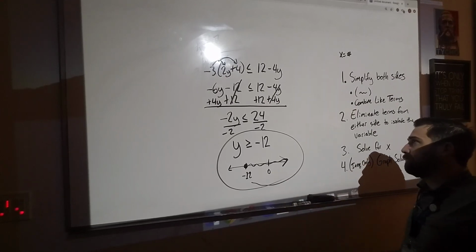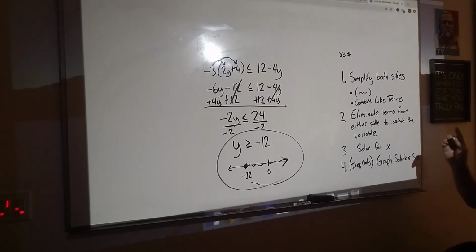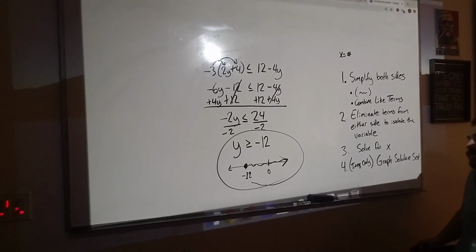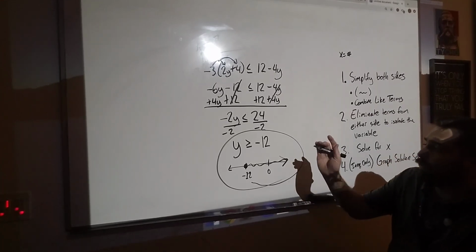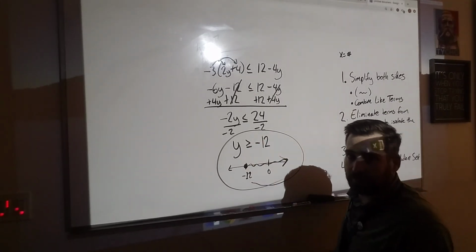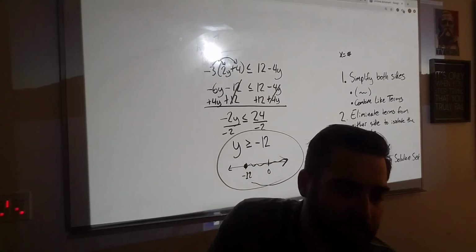So just to wrap things up, solving equations, it's these first 3 steps here basically. Simplify both sides, then you want to eliminate terms from either side to isolate the variable, and then solve for x by multiplying or dividing. With an inequality, there is this extra step where you graph your solution set, and also the one major big difference is that anytime you multiply both sides of an inequality or divide both sides of an inequality by a negative, you need to flip your sign around. That should be everything that you need to know in order to solve equations and inequalities.